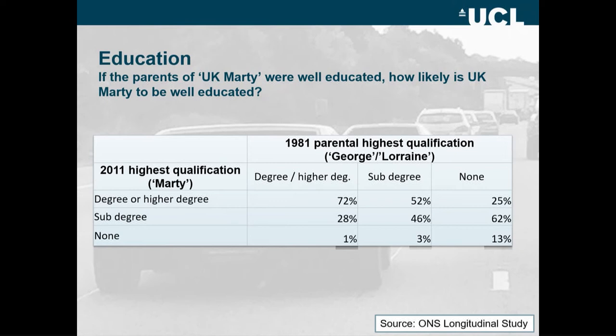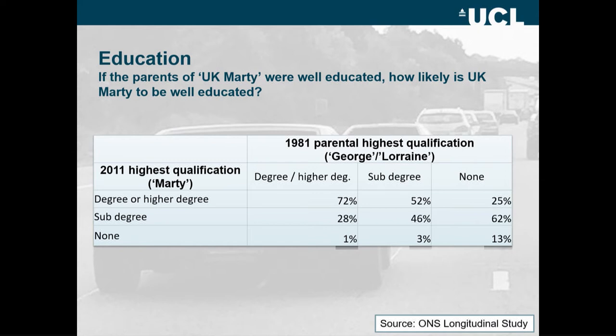So if we consider the issue of education, we can look at Marty's parents' education. So the columns here, labelled George and Lorraine, these are the highest qualifications of parents who were living with their children in 1981. And the rows of this are looking at what happened to the child afterwards, by the time they're grown up. And what we see is our would-be Marty, using UK data rather than US data, is strongly related to his parents' qualifications.